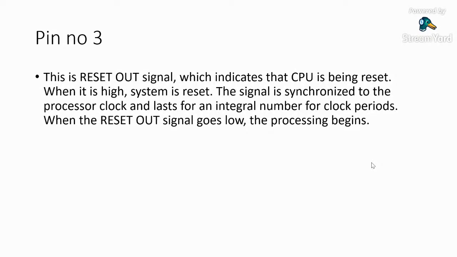And then we come to pin number 3, which is the reset out signal, which indicates that the CPU is being reset. When it is high, the system is reset. The signal is synchronized to the processor's clock and lasts for an integral number of clock periods. When the reset out signal goes low, the process begins.